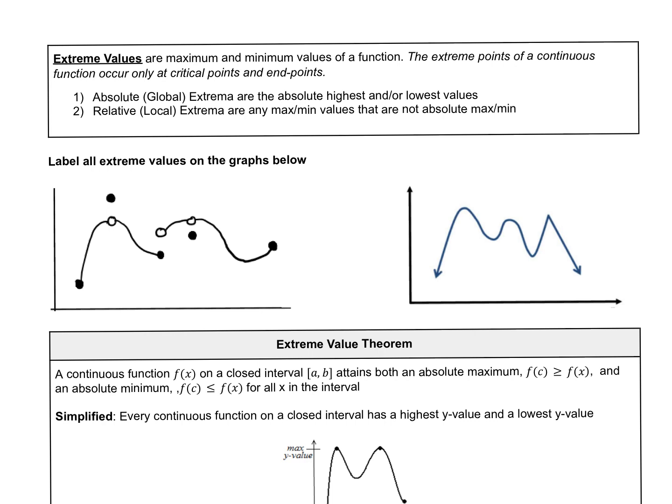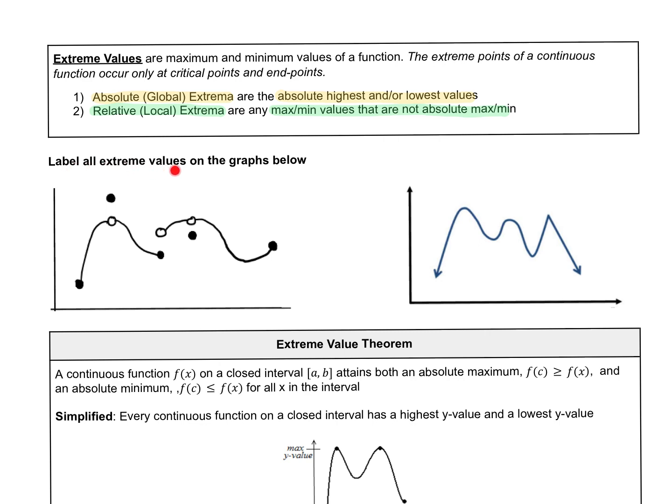Okay, let's talk about the next concept, extreme values. Extreme values are maximum and minimum values of a function. The extreme points of a continuous function only occur at critical points and endpoints. So there's 2 types of extreme values. You can have an absolute or global extrema, and those are the absolute highest or absolute lowest values. And then you can have a relative or local extrema, and those are any max and min values that are not absolute.